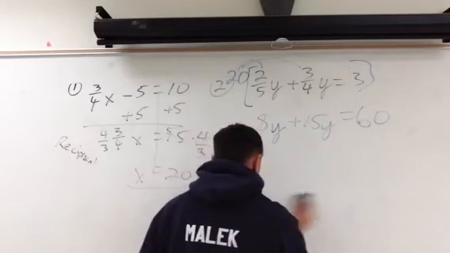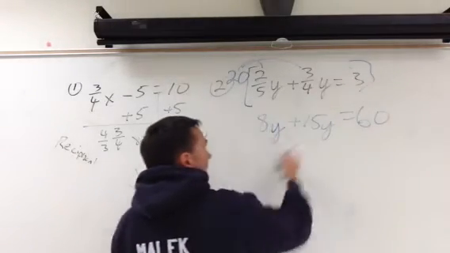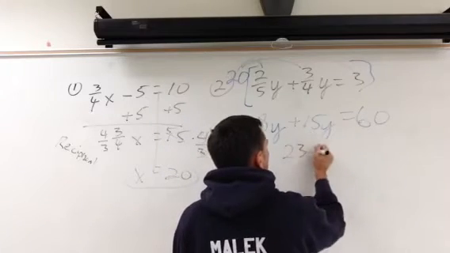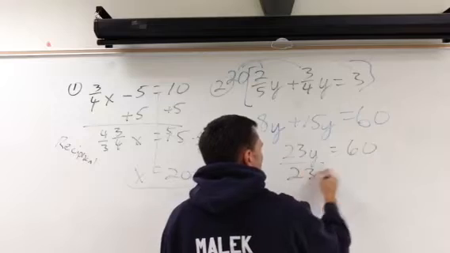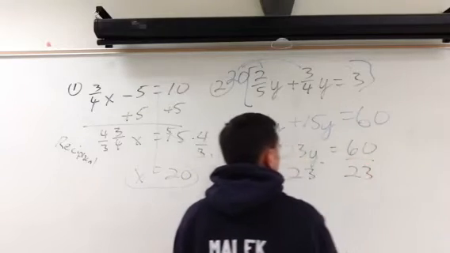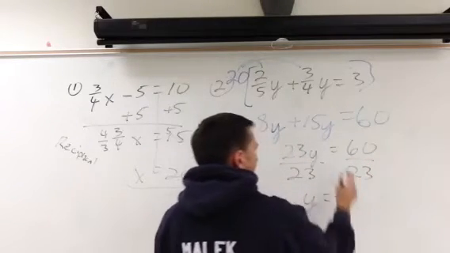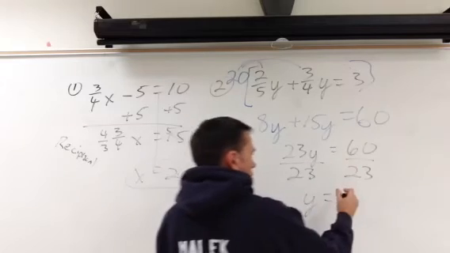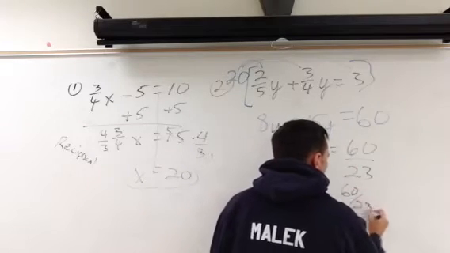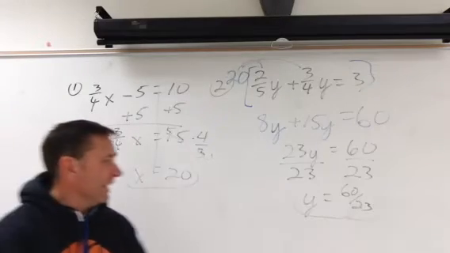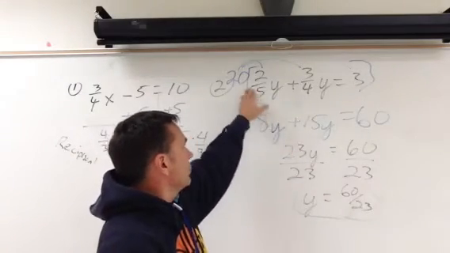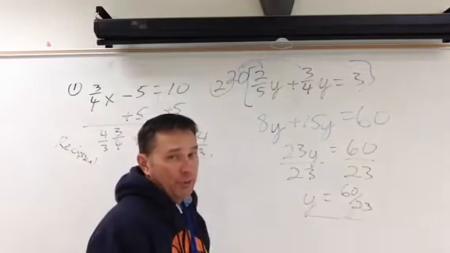Now we can solve it like we normally would. Combine our like terms, and it's going to be a messy answer, but at least we're dealing with integers. It makes it a little bit easier to deal with. And we can't reduce that, and I'm not even sure what that is as a decimal, so I'm going to leave it as 60 over 23. Messy answer, but once we got rid of our fractions, we were still able to solve it.